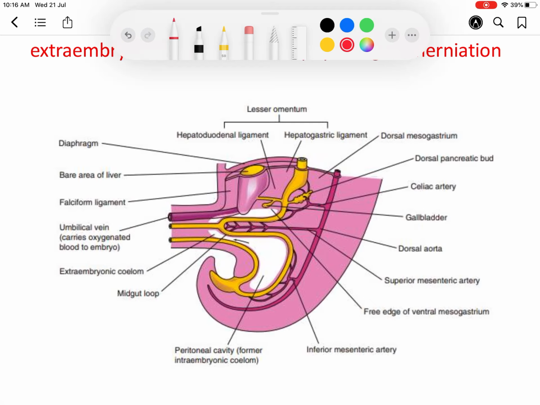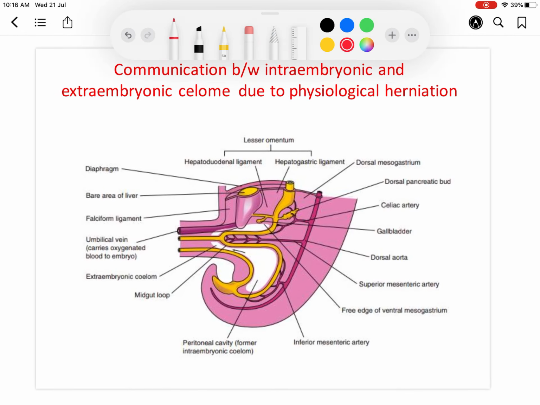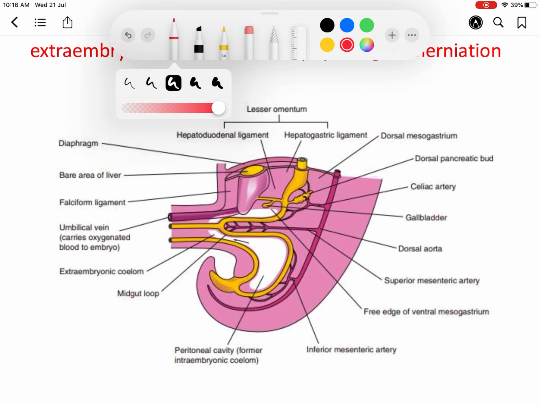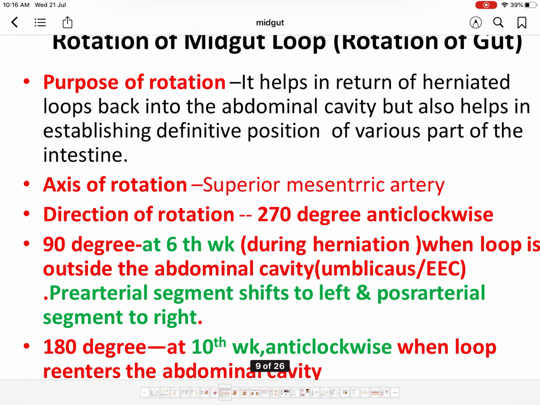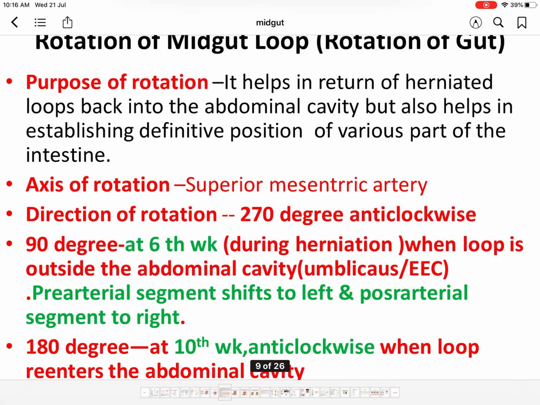Now in this diagram you can see the herniated communication between intraembryonic and extraembryonic coelom, because initial midgut lies in the intraembryonic coelom and now it is herniating into the extraembryonic coelom. So due to this herniation, both are in communication with each other. This white part is showing the intraembryonic coelom, and this here is showing the extraembryonic coelom. So due to herniation both cavities are communicating with each other.